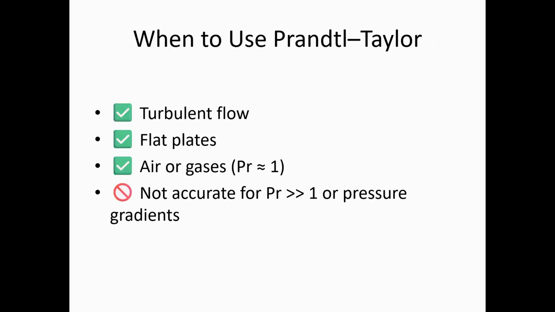Moving on, we also have a slide on where to use this Prandtl theory. First, as we discussed before, it can be used for turbulent flow. Secondly, for a flat plate, and third, for air or gases, in which the Prandtl number is equivalent to 1. For a Prandtl number much greater than 1, it is not accurate, or the pressure gradient is not equivalent. So it is avoided for a Prandtl number greater than 1, and we only stick with a Prandtl number equivalent to 1.